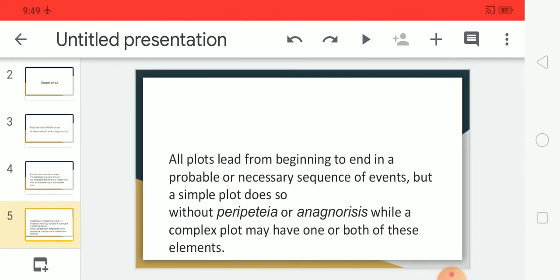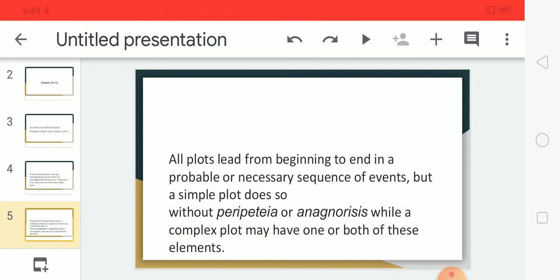All plots lead from beginning to end in a probable or necessary sequence of events. We have already seen that the plot should have a beginning, a middle, and an end. And all parts should be so interwoven that removing one part should disturb the whole plot. So they should be so well entangled with each other.